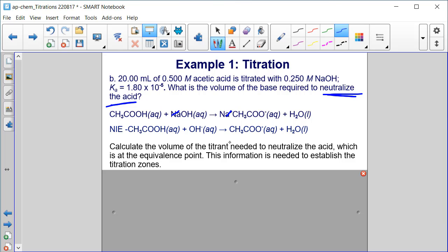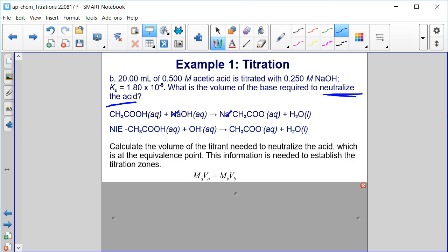So to calculate the volume of the titrant needed to neutralize the acid, we're finding the volume at the equivalence point, and that's needed to establish our titration zones. We already talked about zone 1, the beginning. Zone 2 happens from the start to the equivalence point. We need to know where the equivalence point is first.